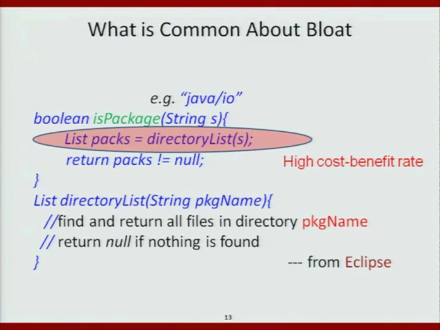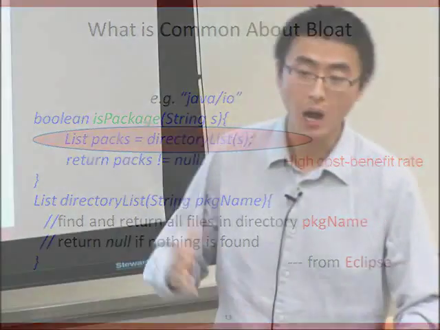So it's easy to see that there's a much easier, or smarter, way to implement this method, right? For example, we can directly parse this incoming string into two parts, like Java and IO, and check directly whether or not they correspond to valid Java directory names. So we don't necessarily have to find all those files in the directory. In this case, the big list data structure pointed to by the variable packs has the highest cost-benefit ratio, because intuitively there's a lot of effort made to identify those files and populate this entire list, but eventually none of the elements in the list are used for any purpose. So the cost-benefit ratio is the highest.